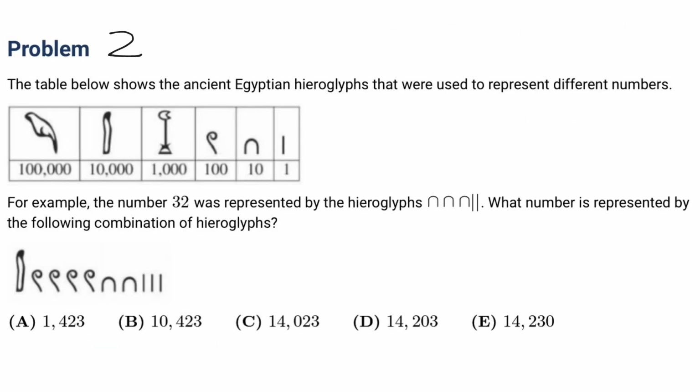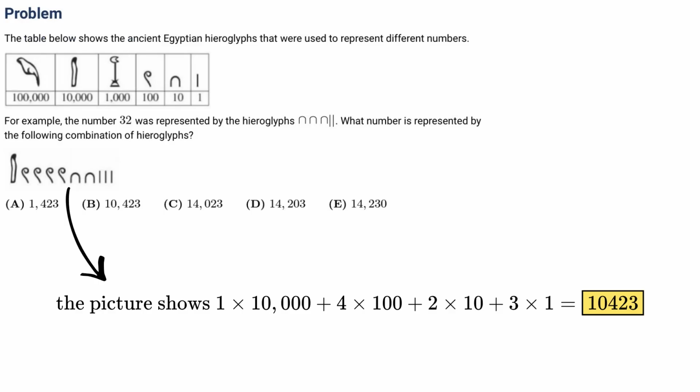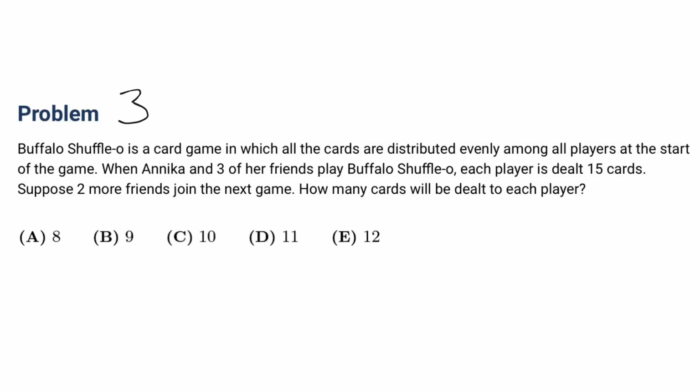Moving on to problem 2. The table below shows the ancient Egyptian hieroglyphs that were used to represent different numbers. For example, the number 32 was represented by the hieroglyphs with 3 arches and 2 lines. What number is represented by the following combination of hieroglyphs? The solution is very quick. By substituting number values for the hieroglyphs, we find that there are one of the 10,000 types, 4 of 100, 2 of 10, and 3 of 1. Summing these up gets you the answer of 10,423.